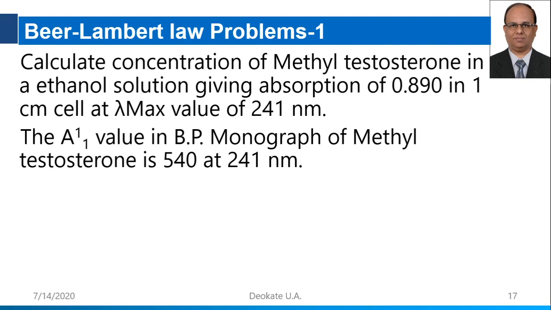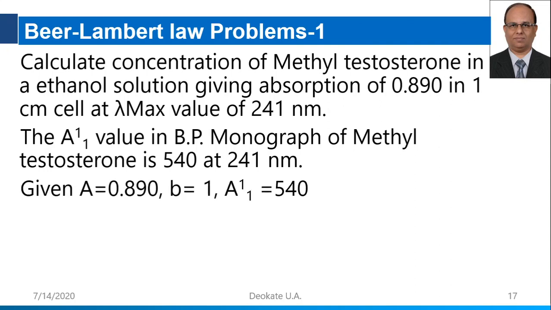Read the problem carefully and observe what quantities have been given. Many students start the calculations with lambda max. Lambda max values are not to be used in any calculation step. Just read the problem carefully and note down what is given. In the above problem, we can see that A is given, capital A, that is absorbance, 0.890. B is given, that is your path length, 1 centimeter. And one more value is given, that is 540, which is called A11.